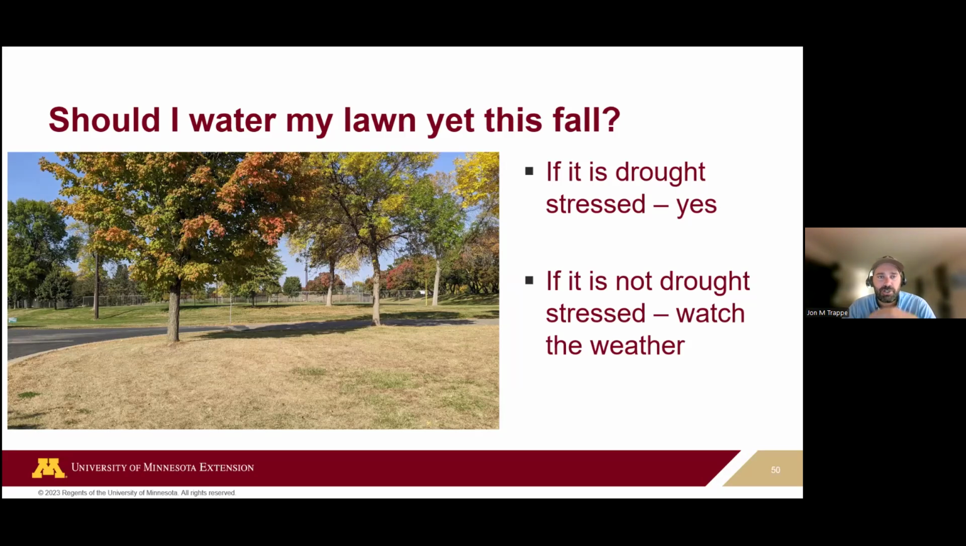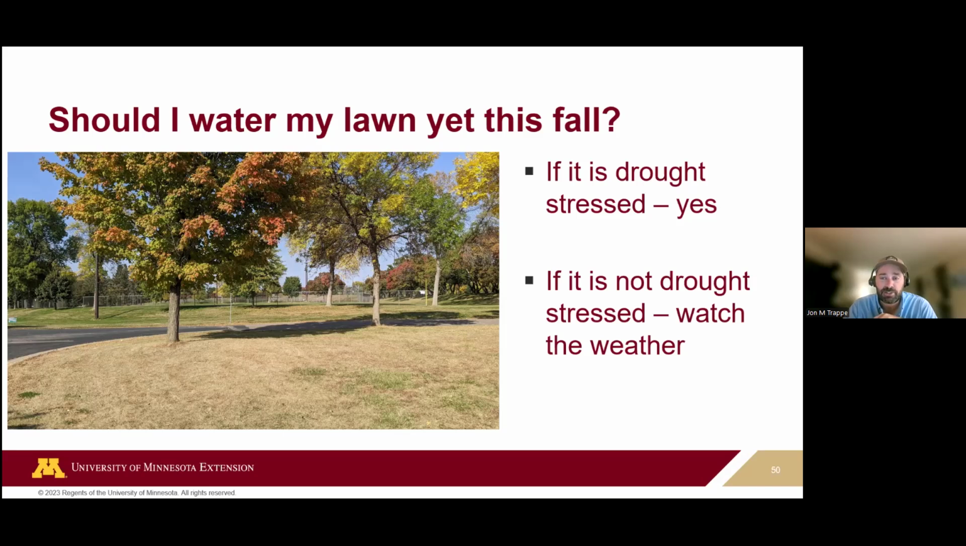So the real question is, should I water my lawn yet this fall? I would say if it is drought stressed, like many of the lawns around Chanhassen, for example, that I drive by every day for work, I would recommend watering at this point. Mostly because the plants are still using water because we're getting these higher temperatures, especially this weekend. I would just water them to rehydrate the plants before going into the winter time period.